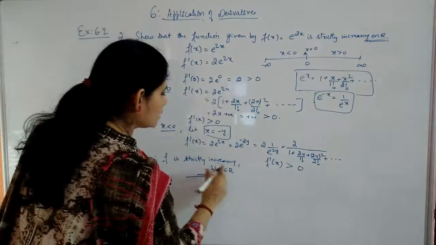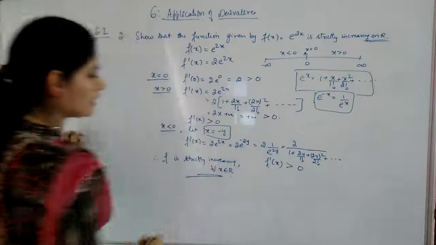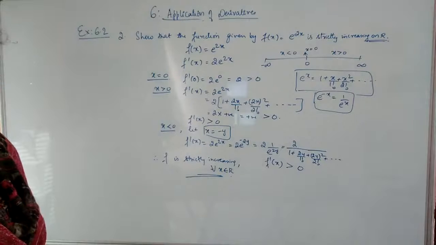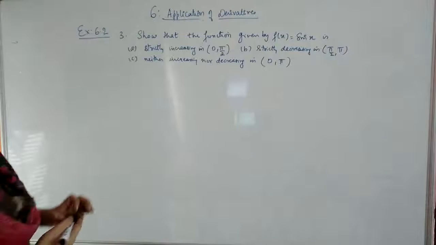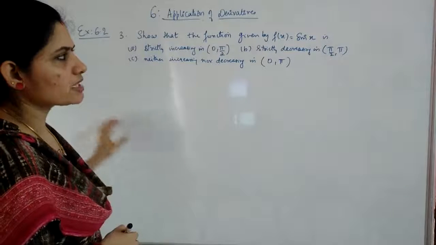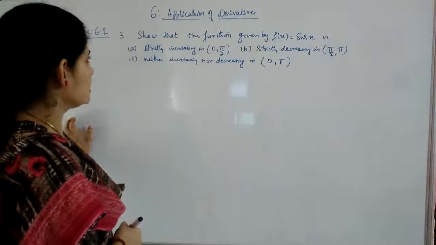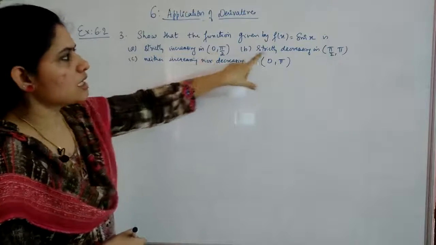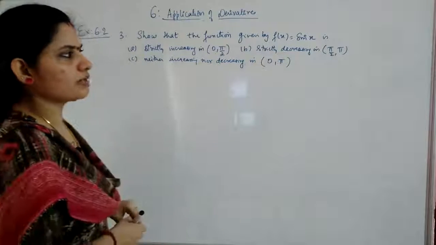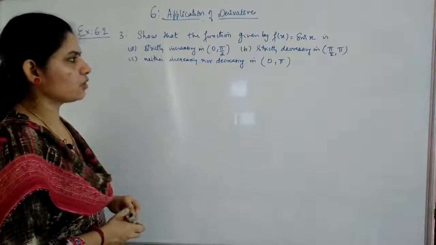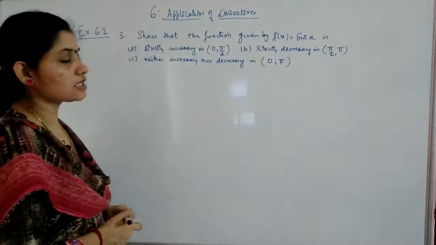For any x, if you take, you are getting only f dash of x greater than 0. Therefore, the function is strictly increasing. So, question number 3 is, show that the function given by f of x equal to sine x is, first, strictly increasing in the open interval 0 to pi by 2, strictly decreasing in the open interval pi by 2 comma pi, and it is neither increasing nor decreasing in the open interval 0 pi.